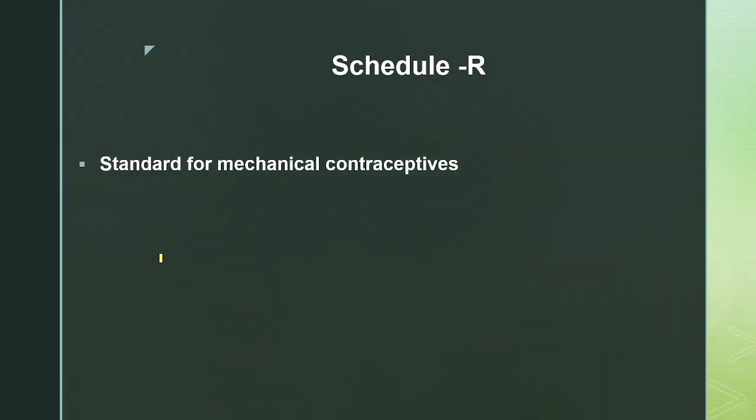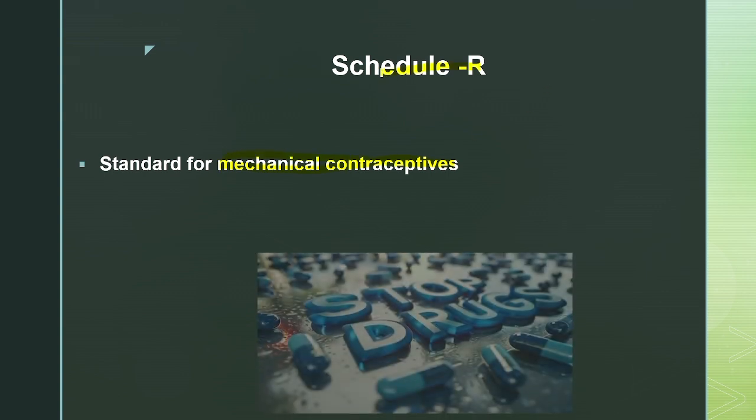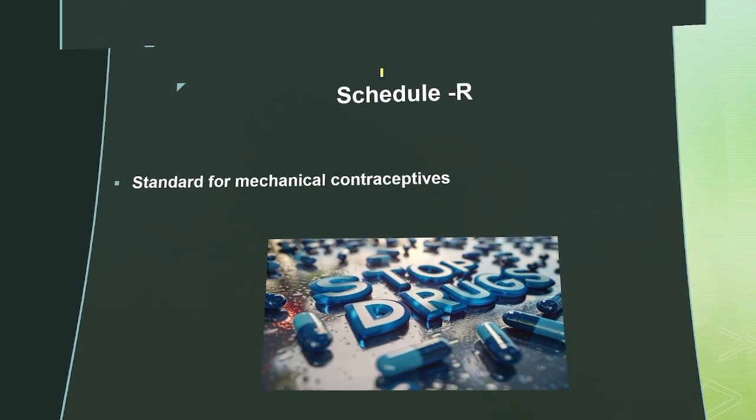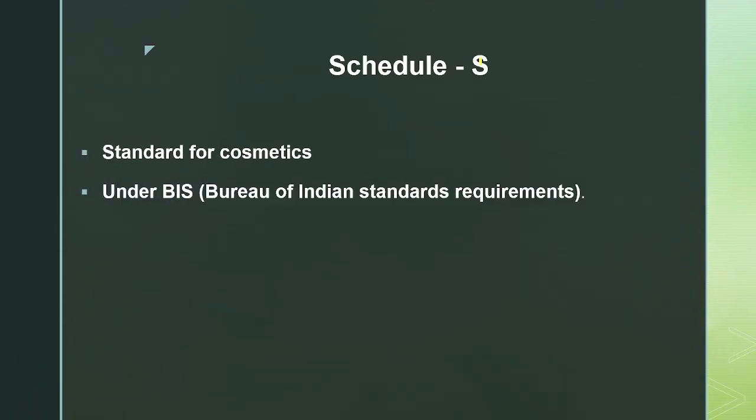Next, Schedule R deals with the standards for mechanical contraceptives. The drugs and devices that act as mechanical contraceptives mostly come under Schedule R. Next, what is Schedule S? S stands for cosmetics. Okay, S means Sundar, and this Schedule S mostly deals with the substances used for the manufacturing of cosmetics.